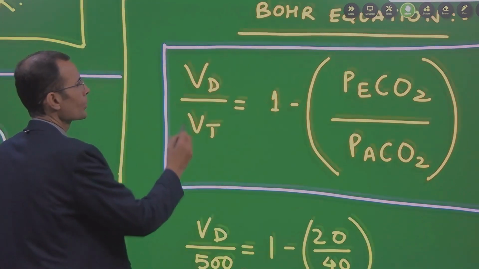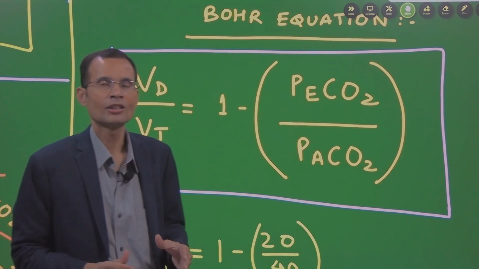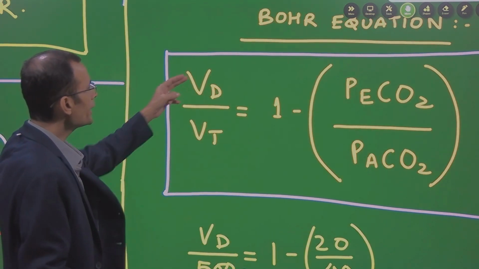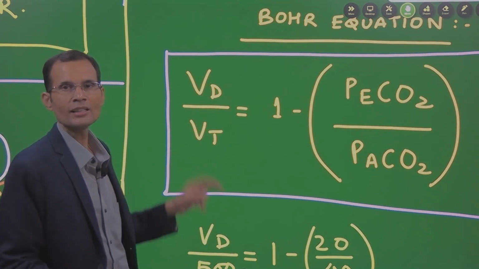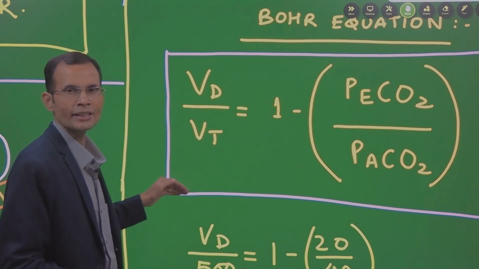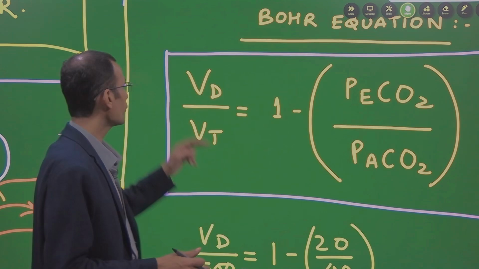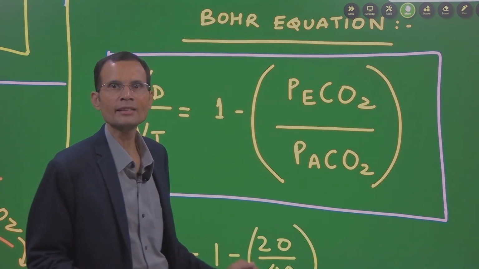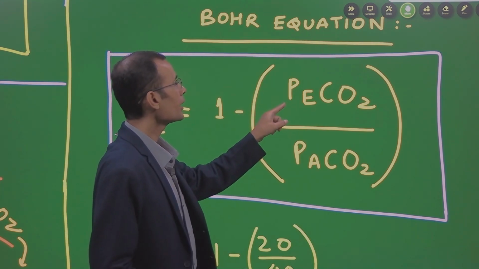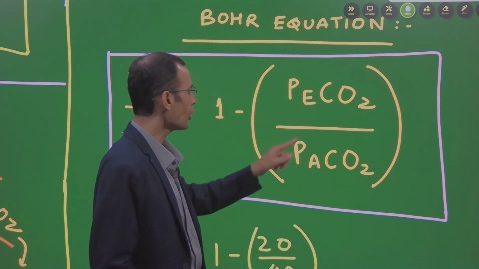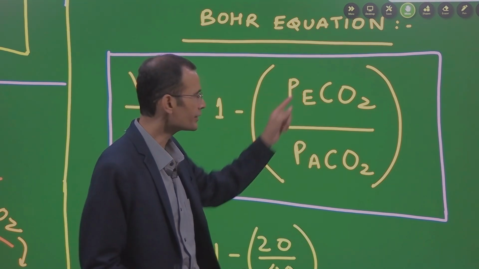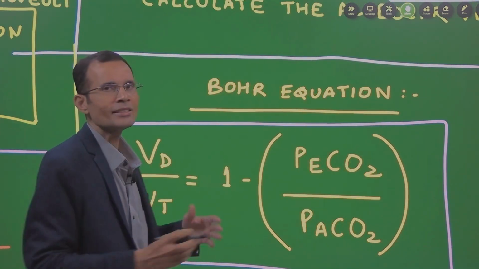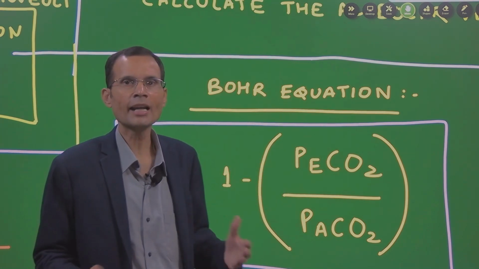What is the Bohr equation? This is the Bohr equation, and you must know it in order to solve the MCQ. Vd upon Vt, where Vd is dead space volume and Vt is tidal volume. This ratio Vd upon Vt is equal to 1 minus PeCO2 upon PaCO2. As I've already mentioned, this is expired air PCO2 upon arterial blood PCO2. This equation is to be used. Now it will be easy for you to just put in the data and calculate.